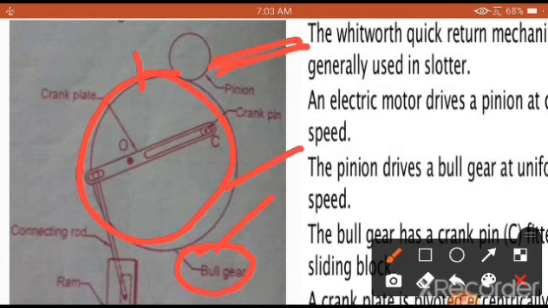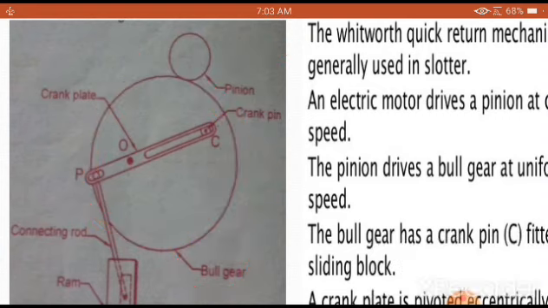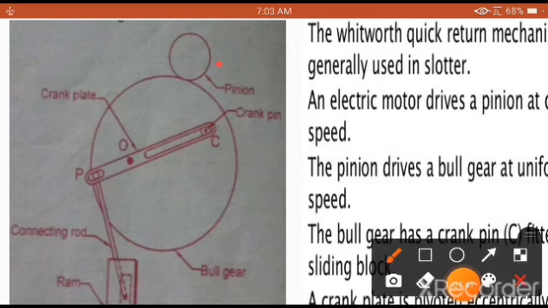The pinion has a smaller number of teeth. Suppose you take the gear ratio: if the pinion rotates about 20 rotations, then this gear will have a movement of only 1, like that, depending upon the gear ratio. So we need to understand one important concept, that we are going to provide the first motion to the pinion. As the pinion is in contact with the gear, this bull gear will start rotating.